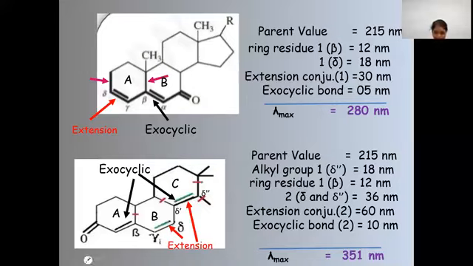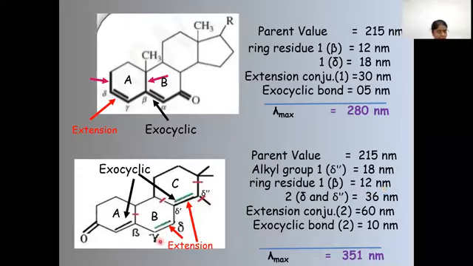Last example. This is your parent molecule, carbonyl, alpha, beta. Now you can see after the parent molecule, two more double bonds are in conjugation. So we will take the substituents up to this double bond. Alpha, beta, gamma, delta, delta dash and delta double dash. At alpha position, there is no substitution. At beta position, there is one ring residue. For one ring residue, increment is 12 nanometer.